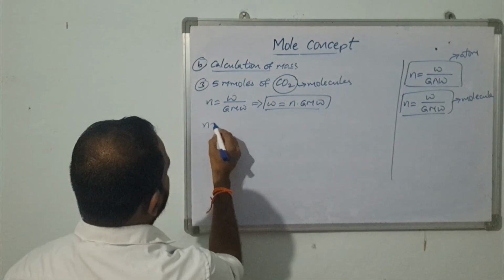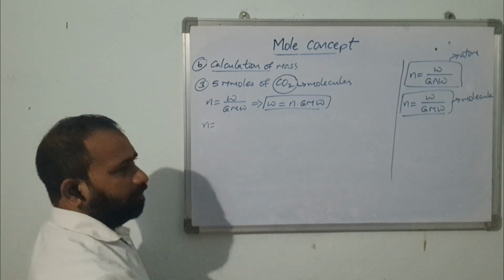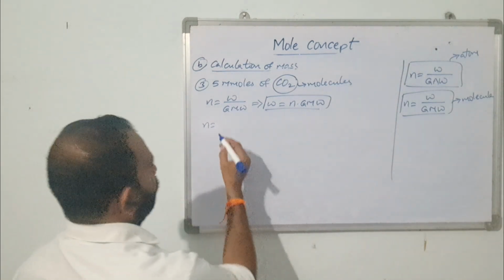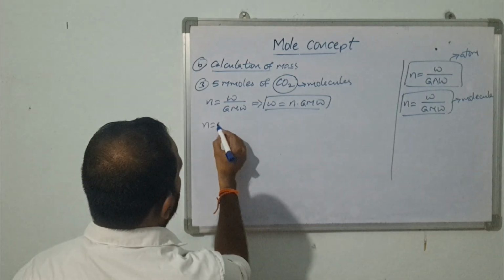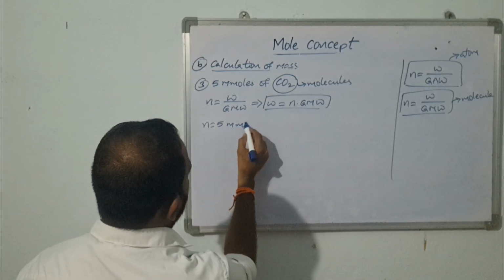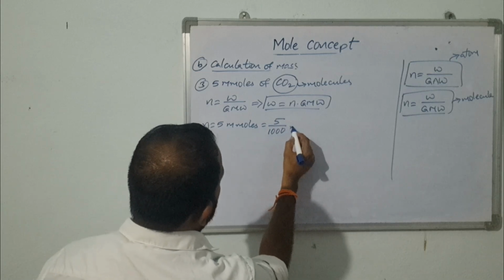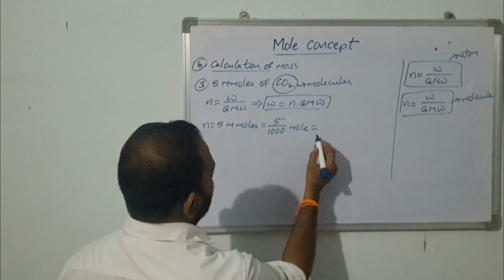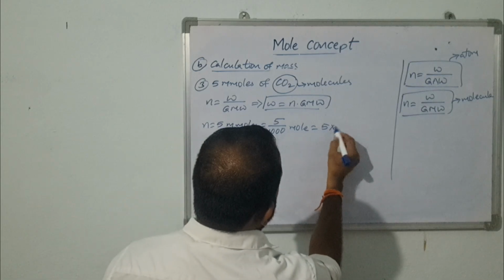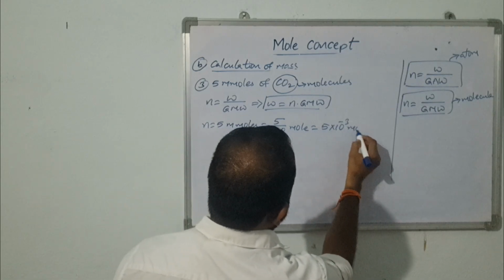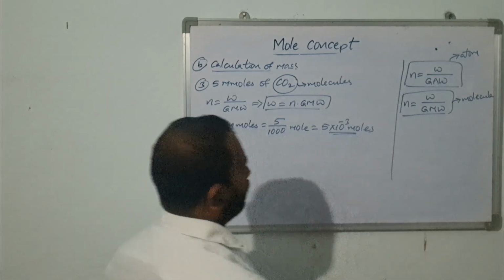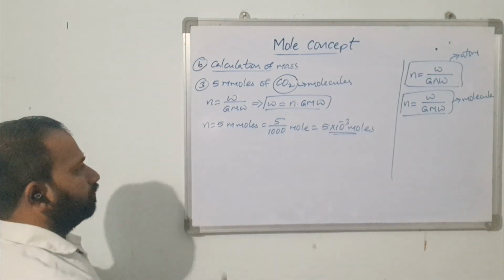Here the number of moles given is 5 millimoles. 5 millimoles equals 5 by 1000 moles, that equals 5 into 10 power minus 3 moles. We can simply take it as 5 into 10 power minus 3 moles.